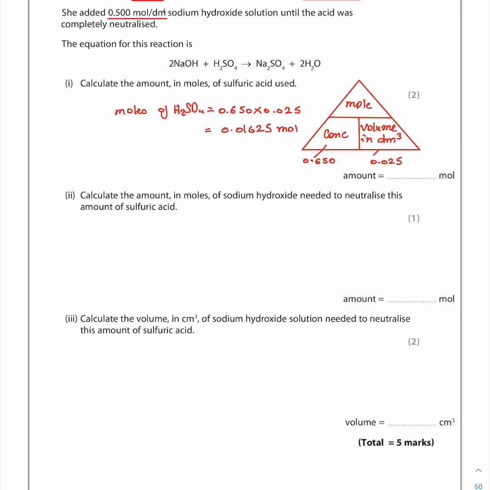Calculate the amount in moles of sodium hydroxide needed to neutralize this amount of sulfuric acid. The ratio between sodium hydroxide and sulfuric acid is 2 to 1. We already have the moles of sulfuric acid, so we double the moles of sulfuric acid, and that gives the moles of sodium hydroxide. So the moles of sodium hydroxide is equal to 0.01625 mole times 2, which comes out to 0.0325 mole.